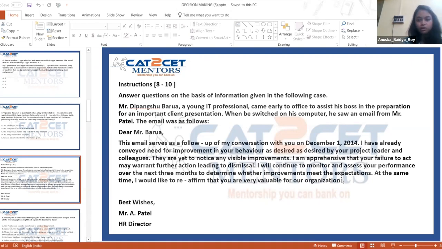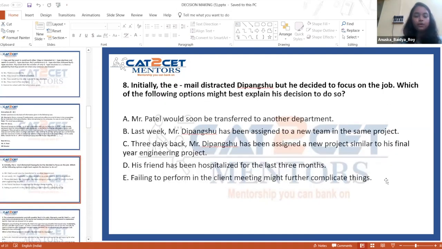So now we move on to the questions. So we move on to the 8th question, which says, initially the email distracted Dipanshu, but he decided to focus on the job. Okay. So he was disturbed by the email, but he decided to focus on the job. Another question, which of the following options might best explain his decision to do so? Okay. We have to find which option explains this decision of Mr. Barua to focus on the job instead of thinking about that email.